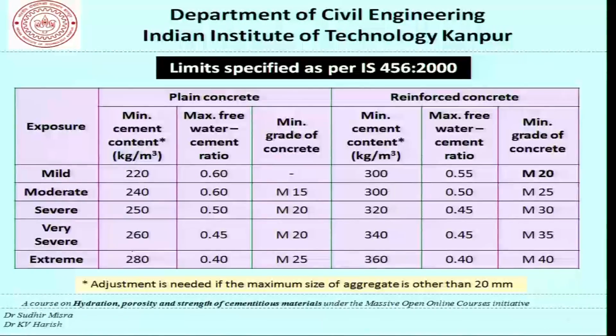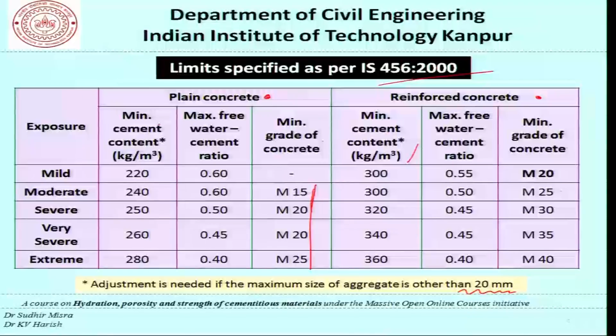Now, going into the details of these specifications, let us look at the limits which have been prescribed for the minimum cement content, the maximum free water cement ratio, and the minimum grade of concrete for plain concretes and reinforced concretes as far as IS 456 is concerned. So, this table has been taken from the document itself, and of course, it also says that we can make an adjustment in the minimum cement content if the aggregate size is other than 20 mm, and we can see that for plain concrete we could use concretes which are in this range as far as the characteristic strength is concerned.